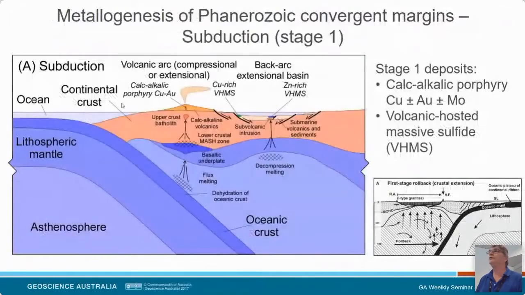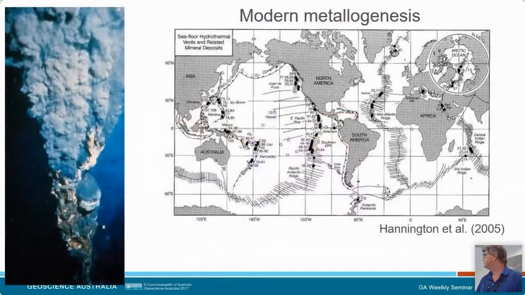And so now we actually look at mineral deposits in relationship to that tectonic cycle that Bill talks about. So we have subduction here, and unfortunately, it's swapped back to front. But you will see that in these systems, you have VHMS deposits forming in the back arc systems, and you have calc-alkaline porphyry copper deposits forming in the arcs. And those are the two main styles of mineral deposits that you find at this stage of the convergent margin evolution system.